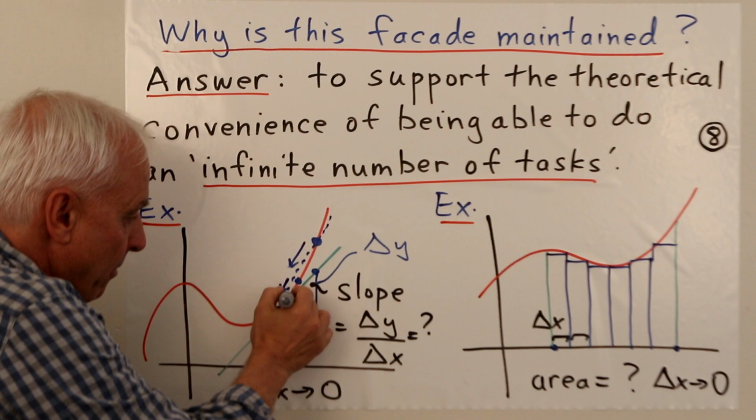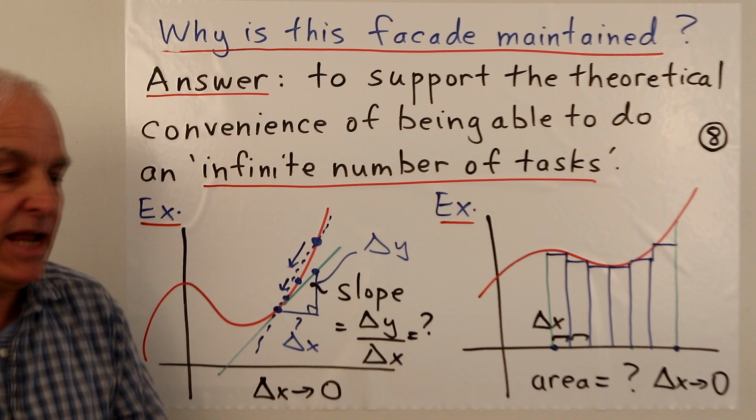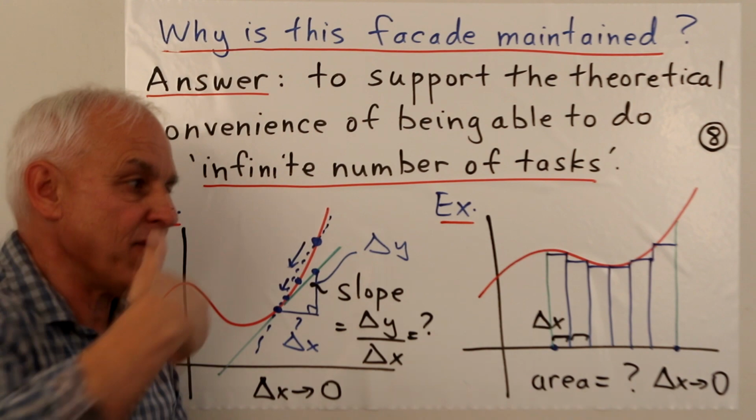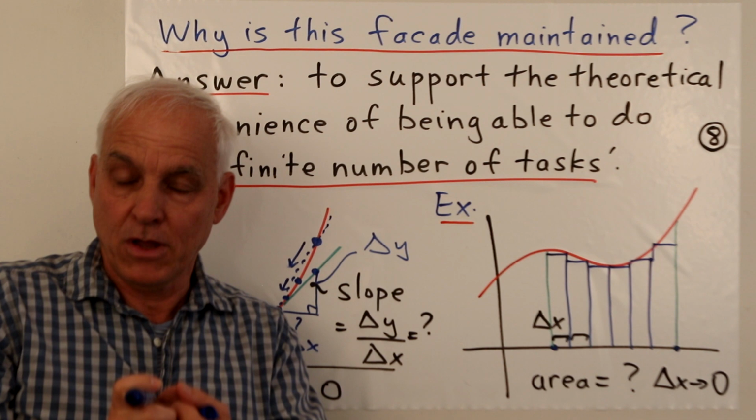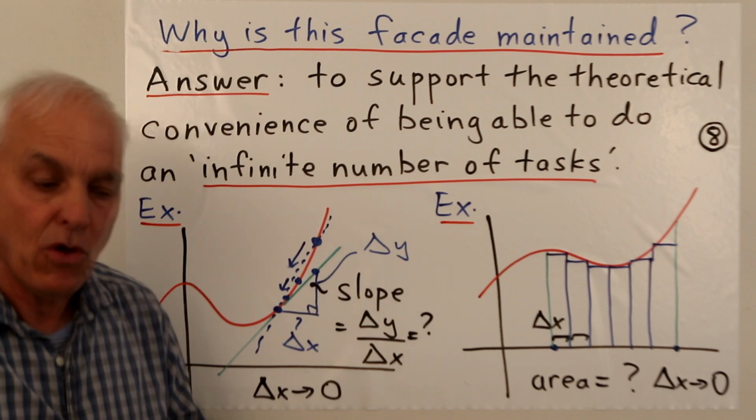So we generate a sequence of slopes, and then we would like to say that the slope of the tangent is the infinite limit, the thing at the end of the rainbow. So we actually need to do an infinite number of tasks. If you just stop at any finite point, then you only have an approximation, you don't have the exact value. Okay, so that's a very good example of how classical analysts want to use an infinite number of tasks to find something that interests them.